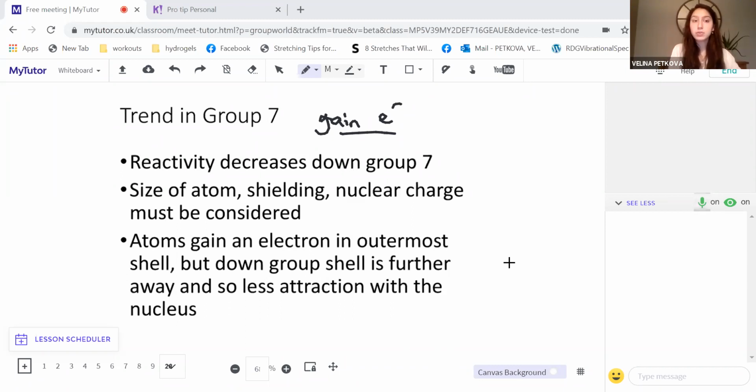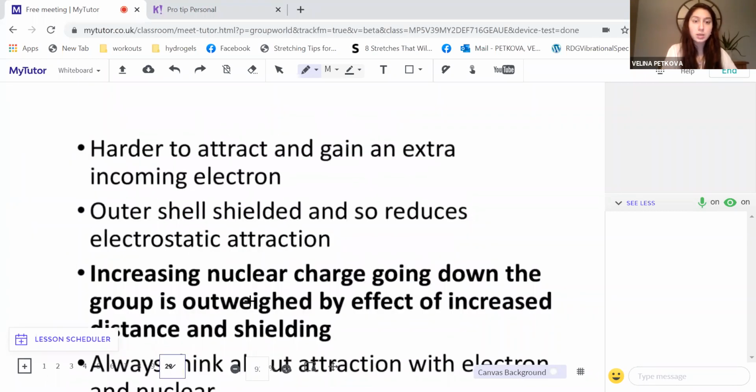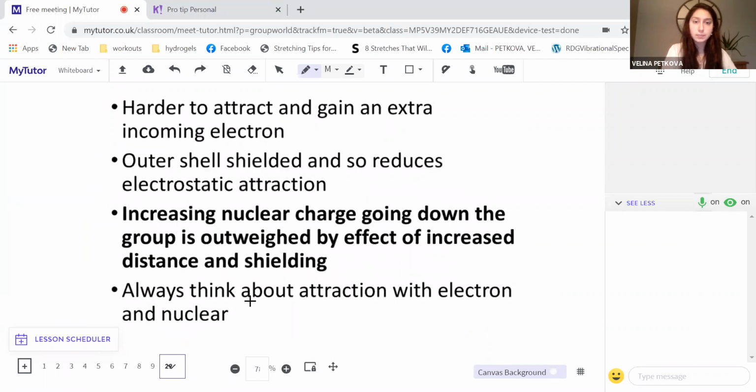That's why down the group, the atom gains an electron much harder. It's much harder for the atom to gain an electron because down the group, the shell is further away and there is less attraction between the electron and the nucleus. Okay, so does that make sense? So down the group, it becomes harder to attract this additional electron.